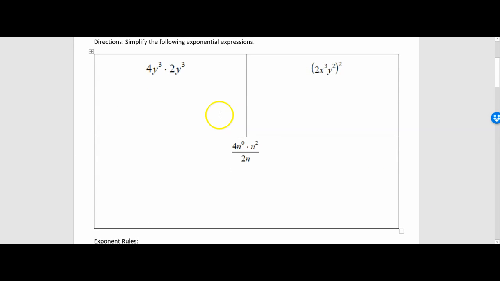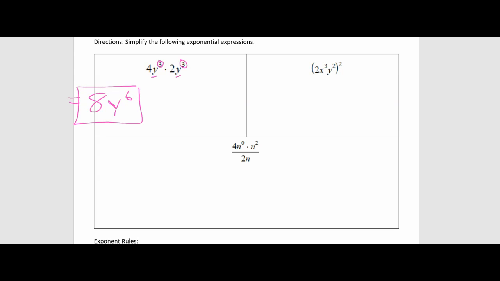So I encourage you to pause the video, see if you can simplify these three exponential expressions that I have here on the page. Okay, so this first one is our product rule. Remember, we need to have the same bases when we multiply, which we do here. I'm going to multiply the numbers first, so 4 times 2 gives me 8, and then I'm going to add the exponents, right? When I multiply two terms that have the same base, I add the exponents, so 8y to the power of 6.